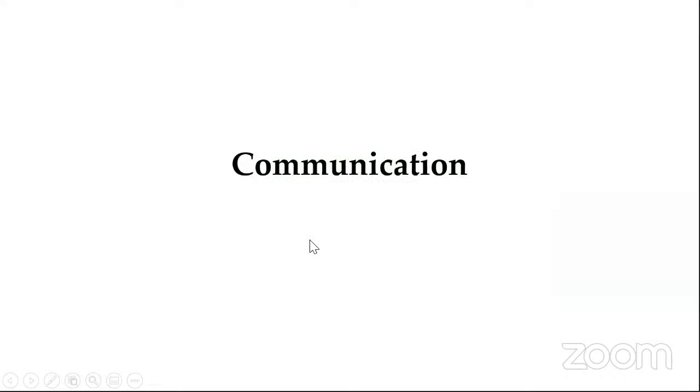Regarding communication, this is the last thing I need to mention. Communication is very important between the anesthesiologist and the cardiac surgeon. And for me as a cardiac anesthesiologist, this is the most important thing, the communication with the cardiac surgeon compared to colleagues from other surgical specialties.